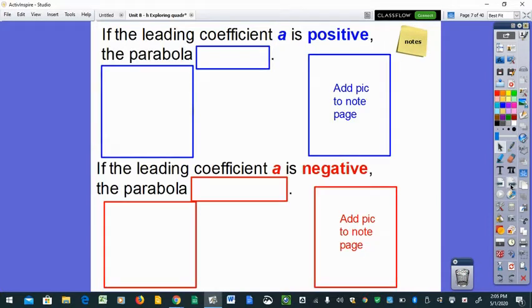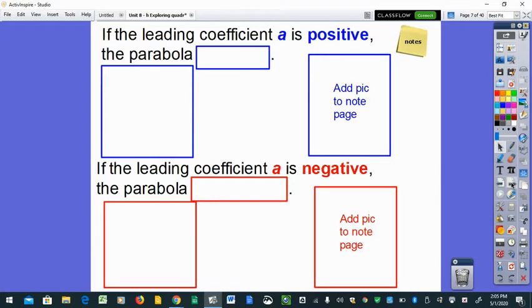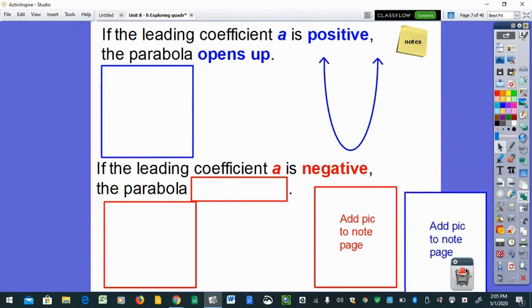So you might remember that when we talk about that leading coefficient a, this guy right here, so the 2, the invisible 1, the invisible negative 1. Remember when we talked about that being positive, something happened with the parabola. Do you remember what that is? The parabola will open up. It will hold water, okay? It'll look something like this picture.